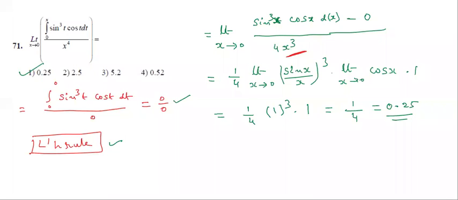After that, 1 by 4 limit x tends to 0, sine x by x whole cube, limit x tends to 0, cos x, derivative of x means 1. So finally you will get the answer 0.25. The first option is correct.